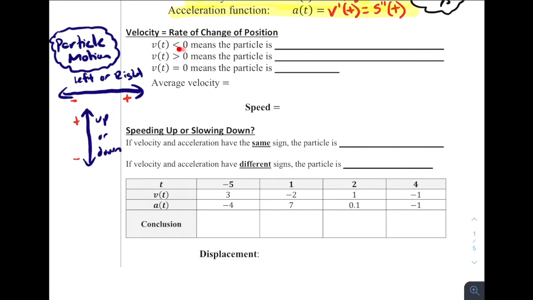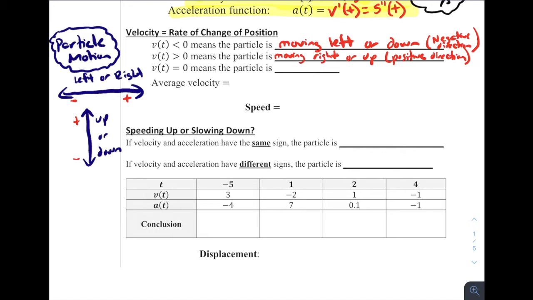So if my velocity is negative, that means that my object, my particle, is moving in the negative direction. So that means that the particle is moving left, if it's going left or right, or it's moving down if it's moving up and down. It's moving in that negative direction. Similarly, if the velocity is positive, if the velocity is greater than 0, that means that the particle is moving either right or up, aka in the positive direction.